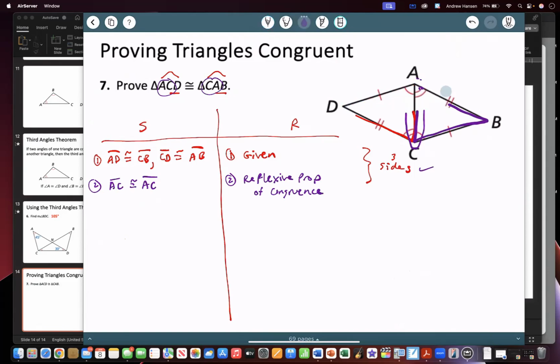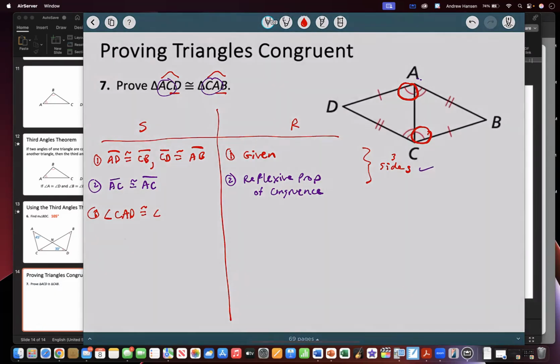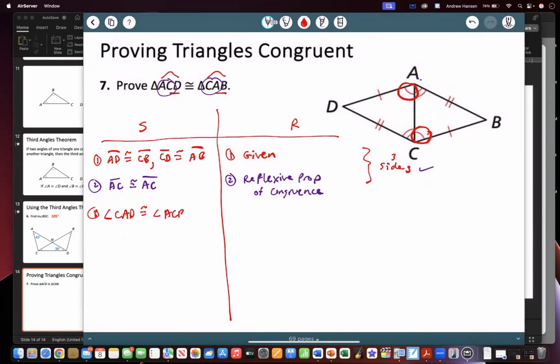Okay, we also need to show all three angles. So if I clean this up a bit, let's go ahead into our angles. So we do have a single arc here. So that's angle CAD, and that would be congruent to, we have a single arc here, so that's ACB. Okay, and we also have a double arc here. So this is angle ACD. So angle ACD is congruent to the double arc here, which is BAC.